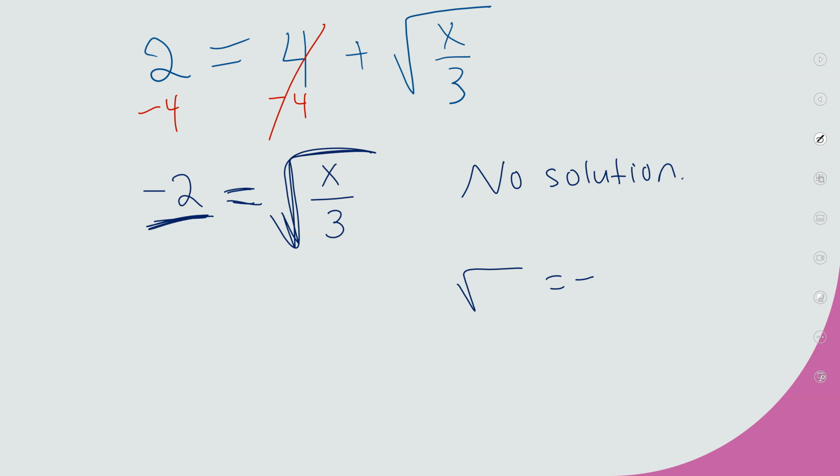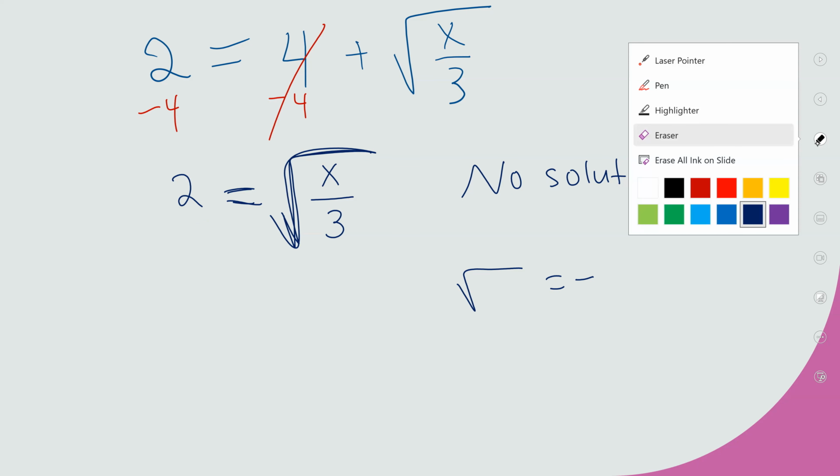Okay. So that's the answer for that example. Now let's just pretend, because I know some of you are curious, well, how would I solve it if I wanted to keep going? Let's pretend that we don't get a negative. Let's just pretend that it was a +2. What would your next step be?